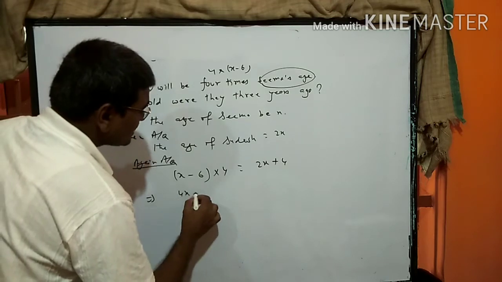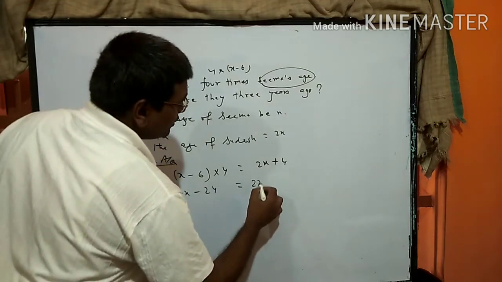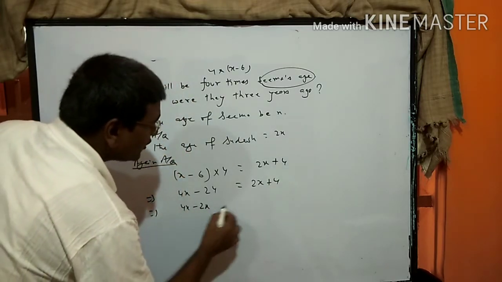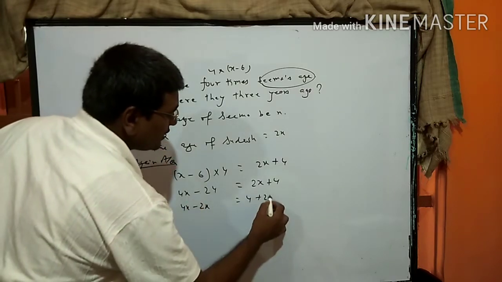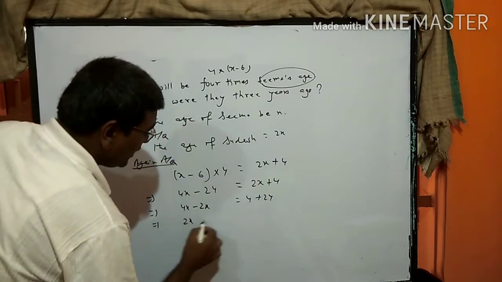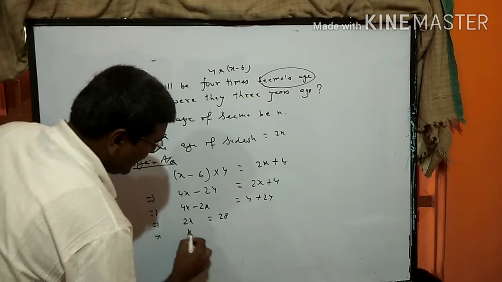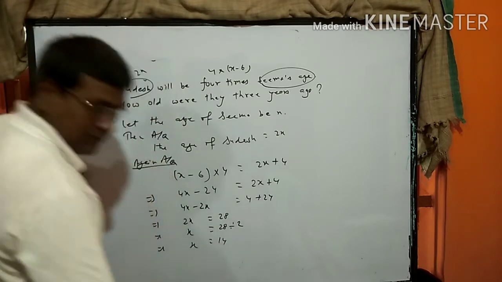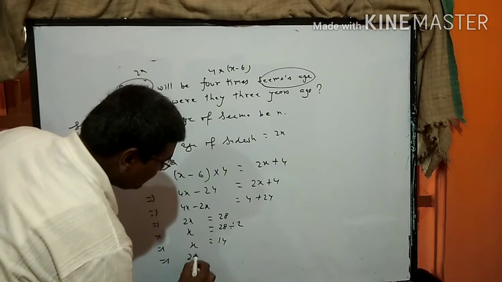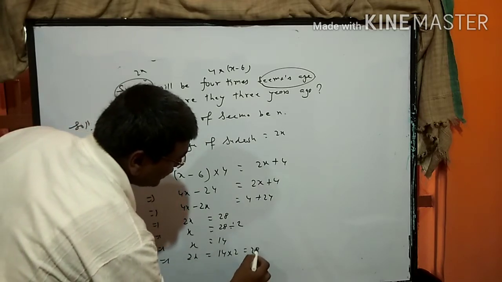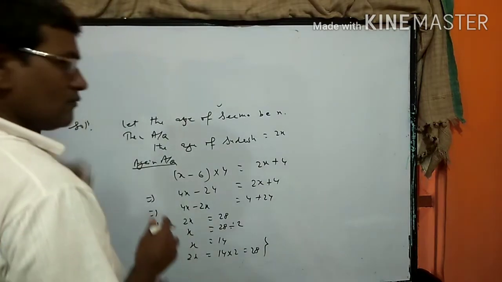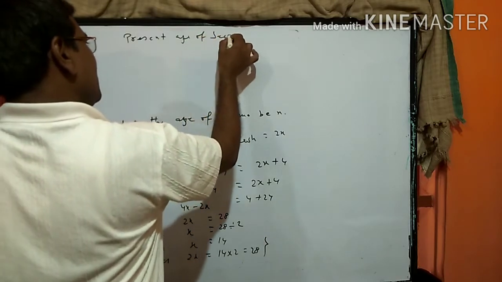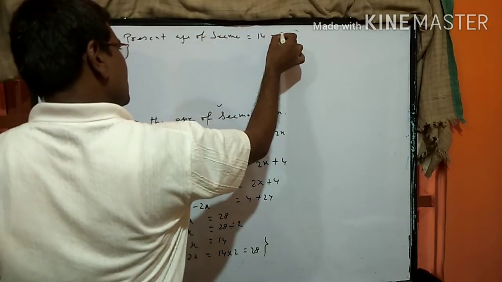It will be 4x minus 24 equal 2x plus 4. 4x minus 2x, and this is plus 24 here. 2x equals 28. X equals 28 divided by 2, and finally x equals 14. Then 2x equals 14 into 2, which is 28. Present age of Seema equals 14 years.